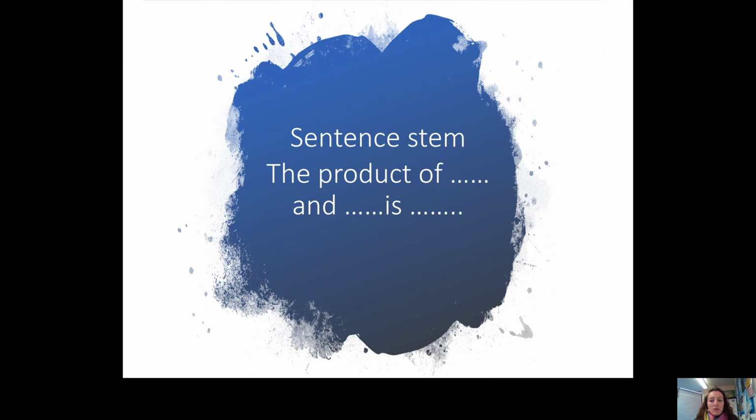So to help with your maths today, try and use this sentence. The product of blank and blank is blank. So for example, the product of 6 and 9 is 54.